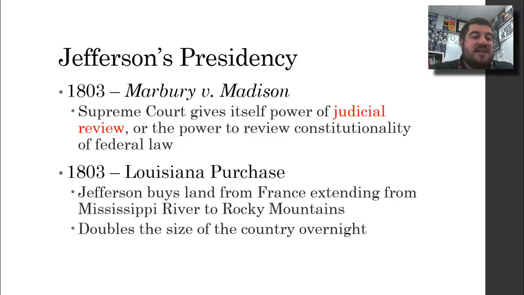So if a law is passed and it's brought before the Supreme Court and they deem it's unconstitutional, they can't do the law anymore. They'll get rid of it.